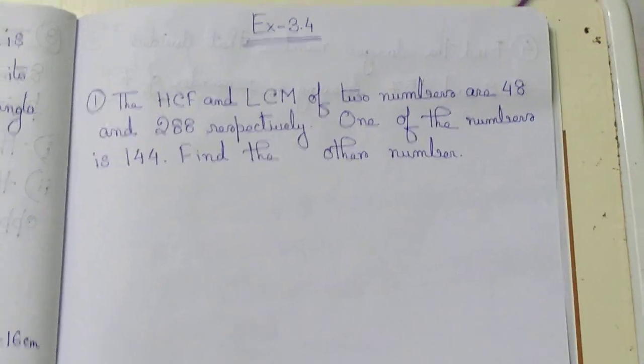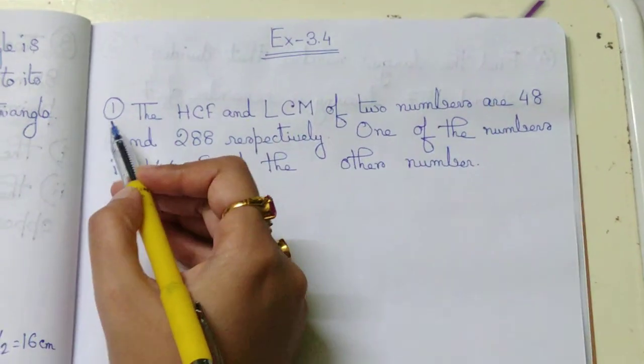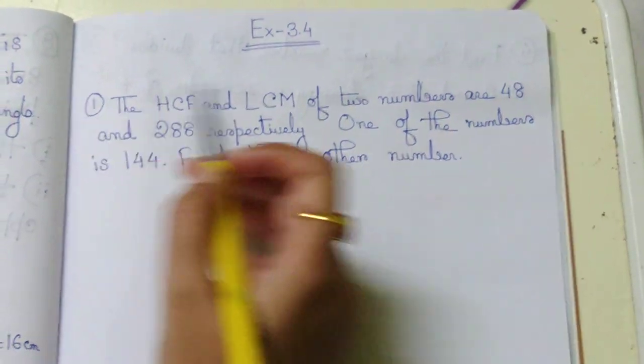So today I am going to continue with exercise 3.4, that is factors and multiples. So let's get started. I am going to solve sum number 1.